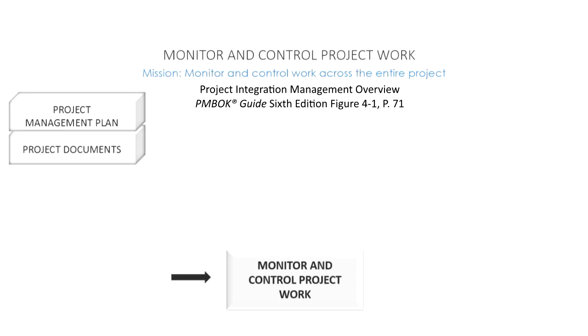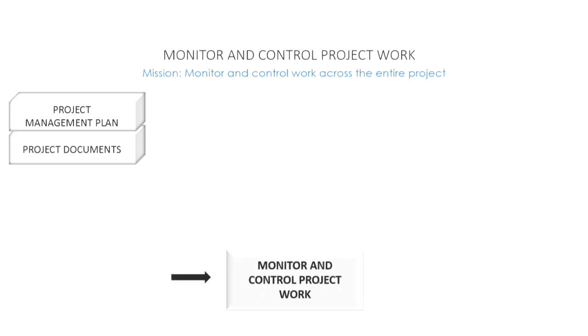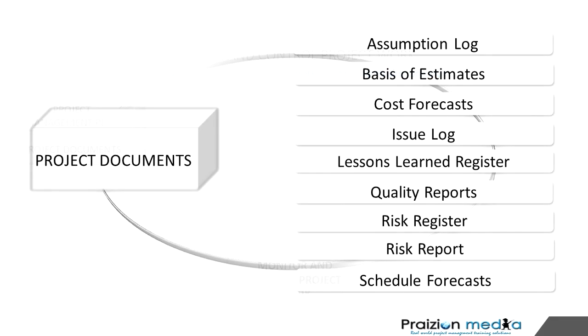Okay, so when you see something like project documents, always read between the lines. Which project document is relevant to this question? Okay, now let me read very briefly a few of these project documents that could be referred to here. We could have the assumptions log, which we talked about in developing the charter, basis of estimates, cost forecast, issue log, various reports relating to project quality, risk register, risk reports, if any, and schedule forecast. So there could be different documents that are relevant.